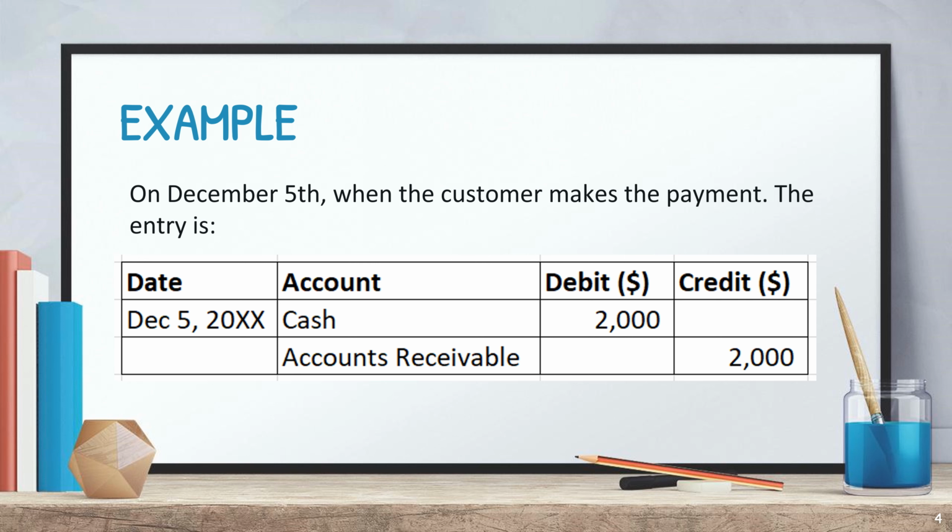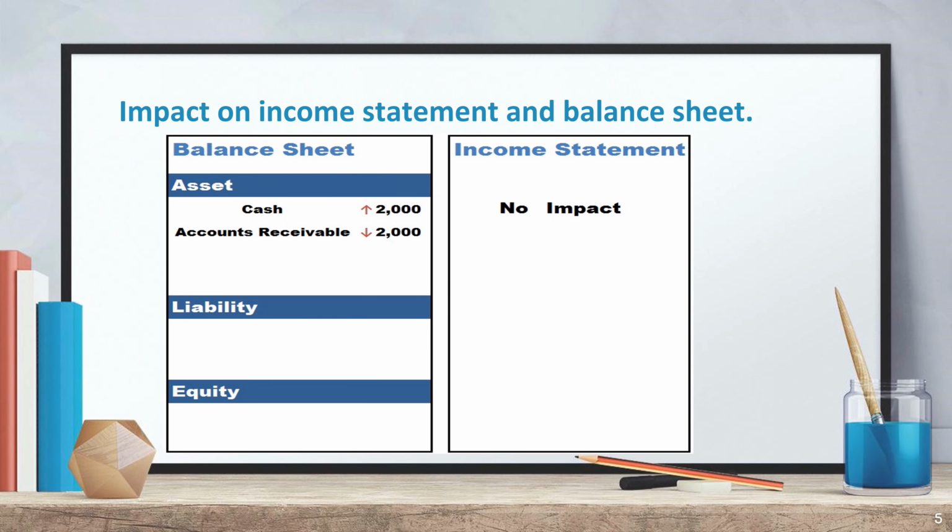have paid in full. Now, let's discuss the impact of the transaction on the income statement and balance sheet. On the income statement, there is no impact. On the balance sheet, the customer paid the amount owed, resulting in a decrease in accounts receivable by $2,000. Simultaneously, cash increased by $2,000 since the payment was received.